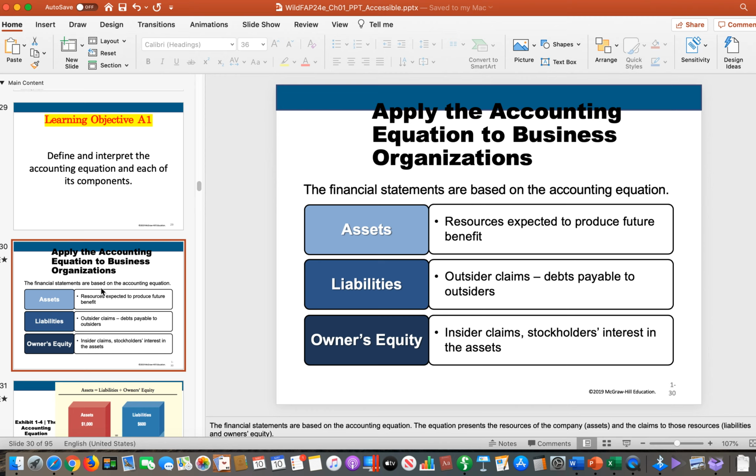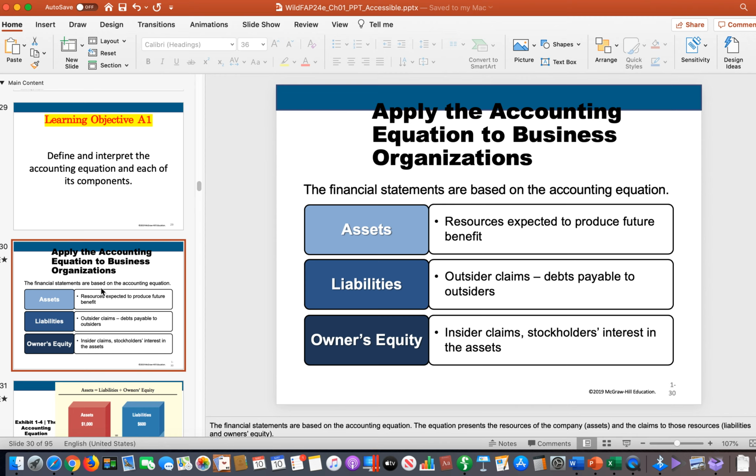So technically, assets are resources or things a company owns that they expect will produce future benefits. So a company may buy a building, buy furniture, carpeting, buy supplies, buy land. Again, these are assets, and the company owns them. These are resources that can be used to produce future benefits.